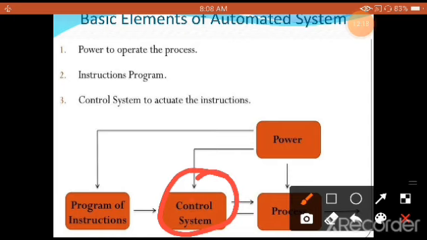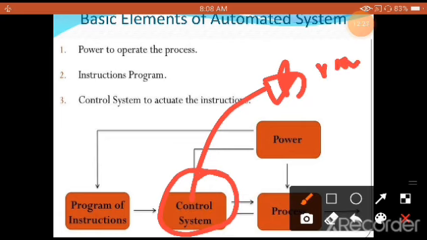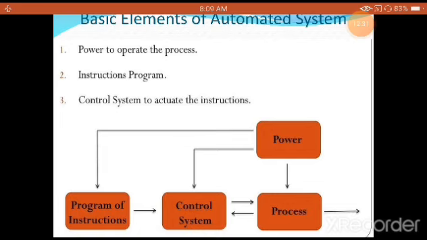So the control system, as we have discussed many times in your mechatronics subject, is considered the brain or heart of a control system. That is very, very important. Whatever decision making is there, it is done purely by the control system itself. Now let us understand in detail. As I have told, power is to be given to the program of instructions. We cannot work without that.